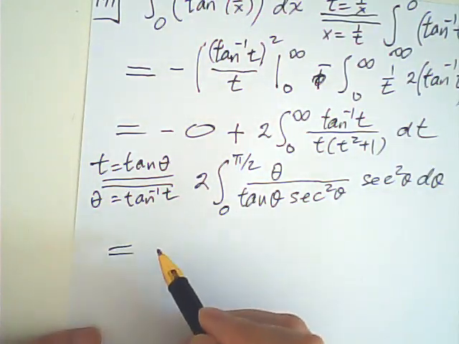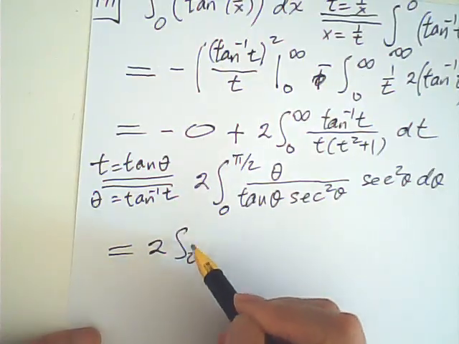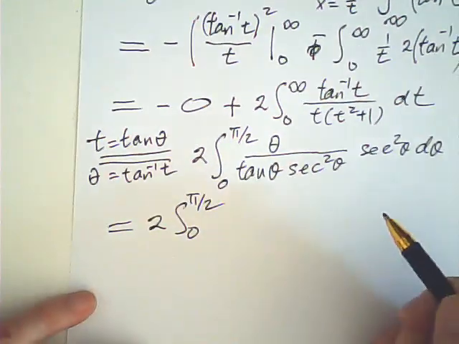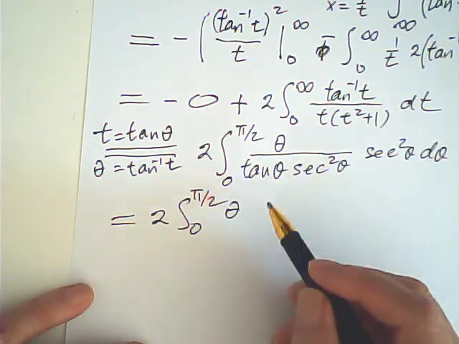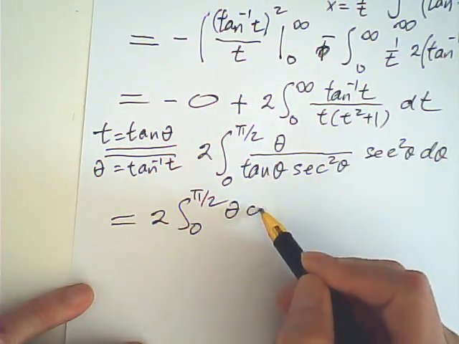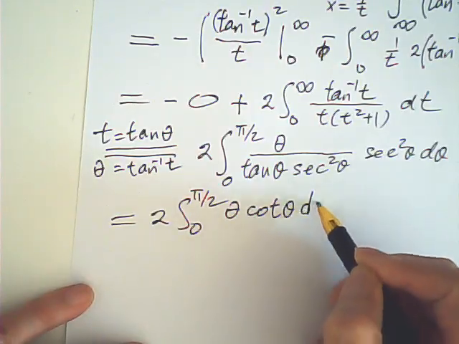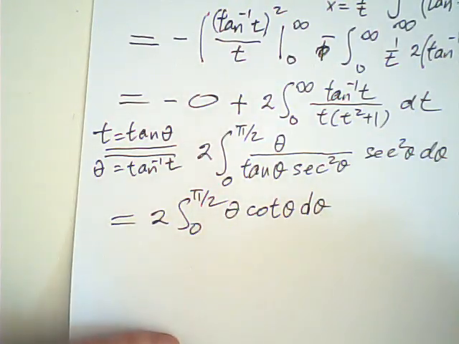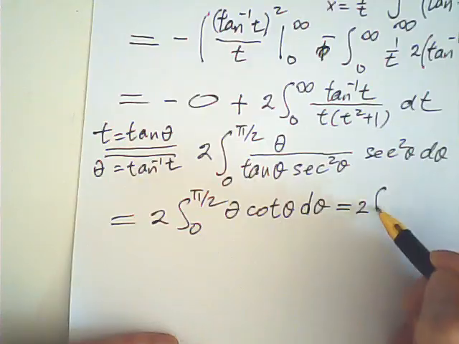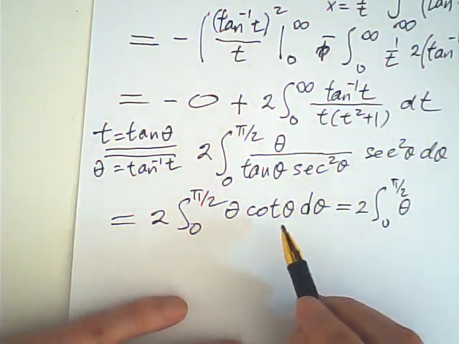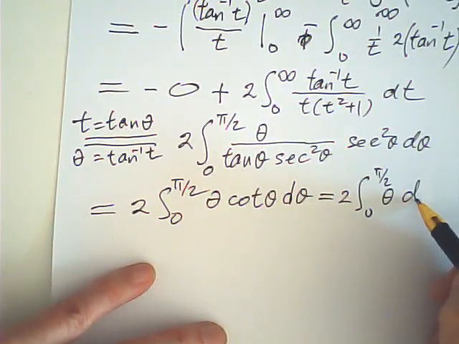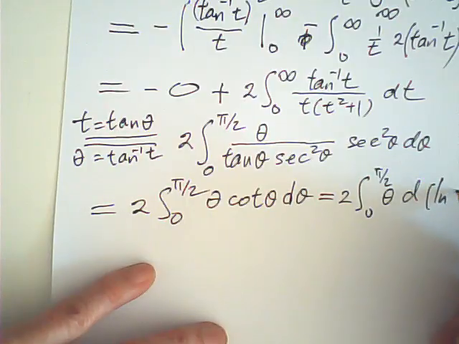So this becomes 2 theta over tangent theta. One over tangent theta is cotangent, right? Cotangent. All right. Then this one is equal to 2 theta cotangent theta d theta, and cotangent theta d theta is d of log sine theta.